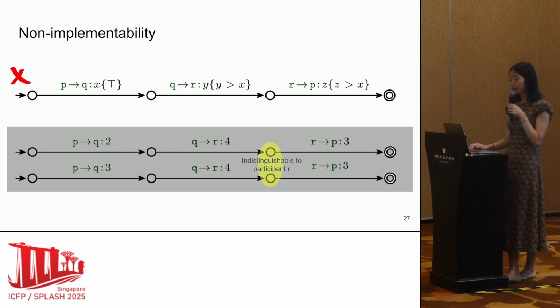In the top run, R sending to P the value 3 continues to satisfy the protocol, whereas in the bottom run, R sending to P 3 constitutes a protocol violation because 3 is not greater than the value of x, which is 3. However, from the pre-states of both of these transitions for R, these 2 runs are indistinguishable to participant R. Yet performing one action on one run constitutes a violation, whereas the other is agreeable.